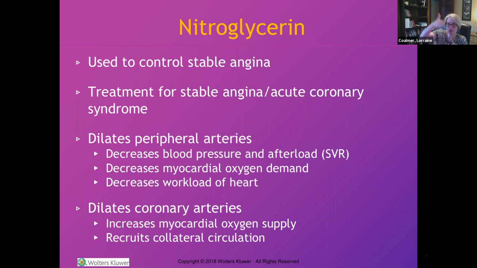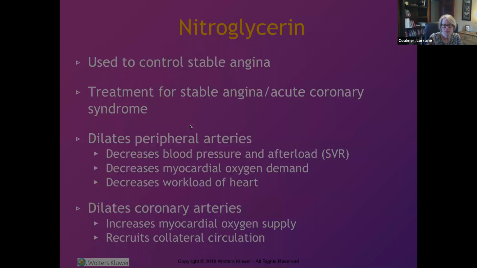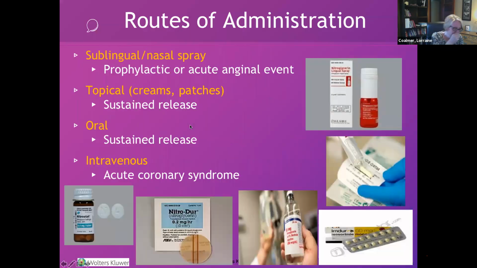So we're going to have an increase in supply and it's going to dilate those coronary arteries beautifully. Okay, and it helps recruit collateral circulation around that area where that may be lacking oxygen. So remember, as we age, we have that beautiful collateral circulation that helps that artery that's in trouble. Okay. So nitro comes in many, many, many forms.